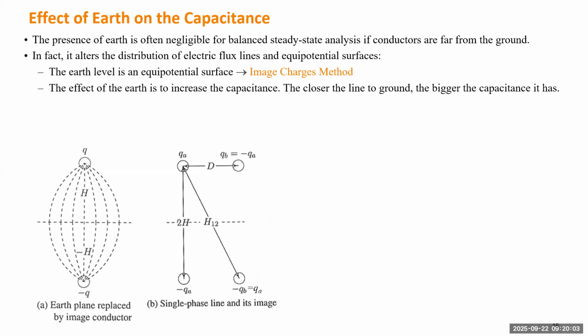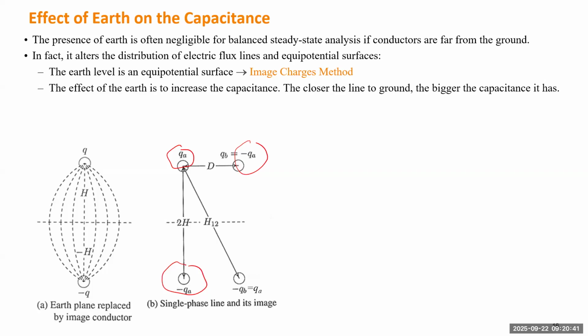All right, so what if we have a single phase transmission line, which means we have one conductor carrying charge, we call it QA. We have another conductor carrying charge negative QA, because they need to send the current back. So the two conductors together will have a closed system with zero net charge. And on the other side of the ground surface, we need to put two fictitious conductors. This one will be the image of the first one, so that will be a negative charge.